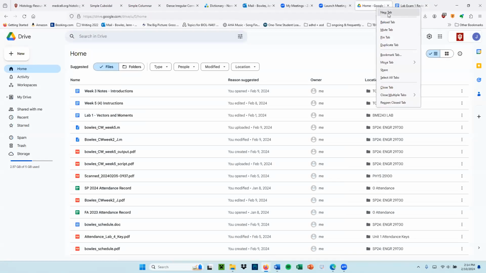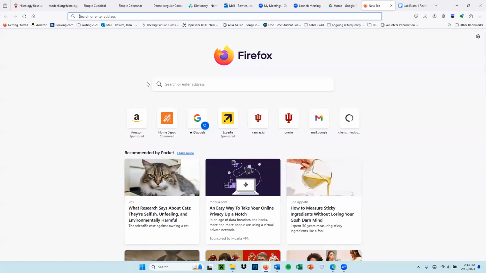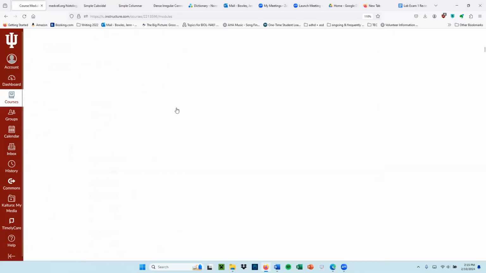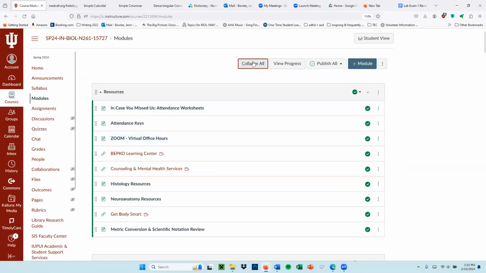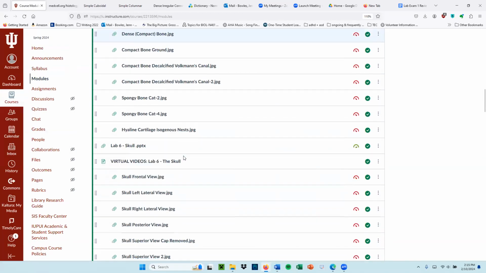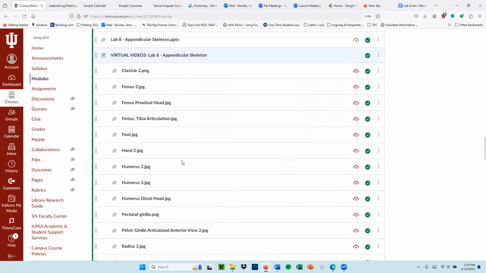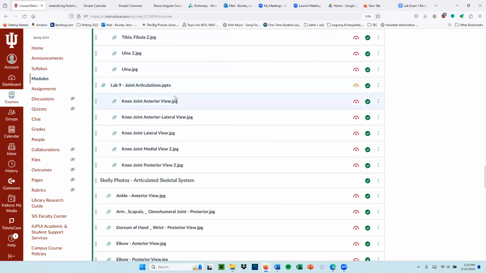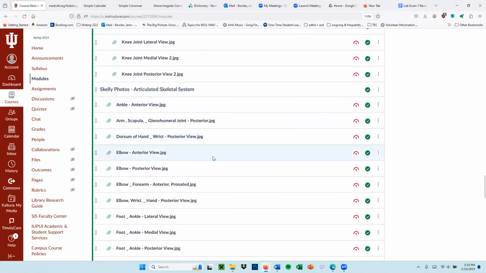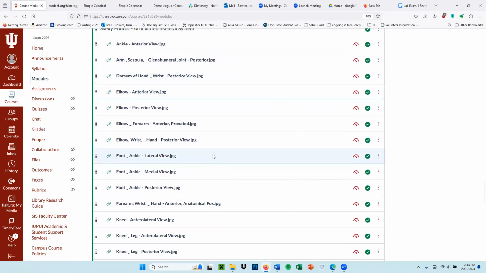Let me just search. I'm debating searching for bones, or we can also look at our skelly images. Let's try that first. At the bottom of the skeletal system unit, we have these articulated skeleton images. They're called skelly photos, articulated skeletal system. This is useful to practice orientation.